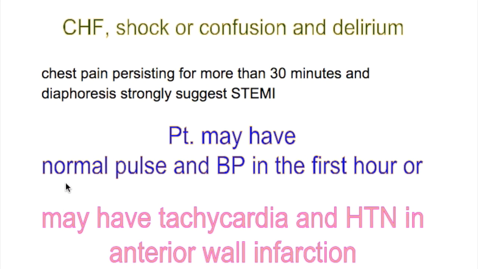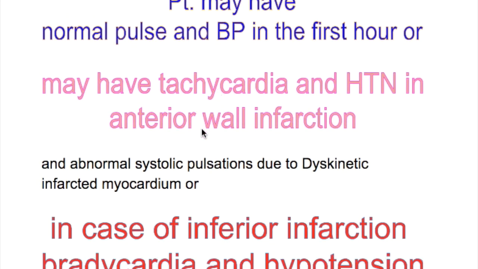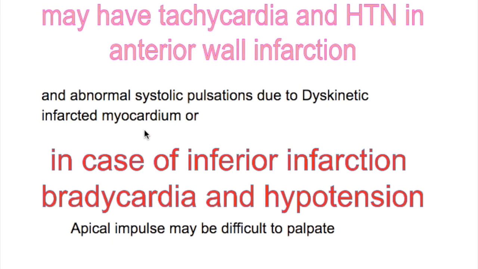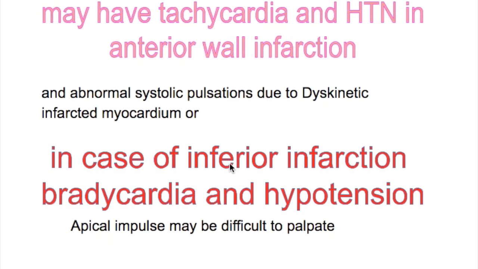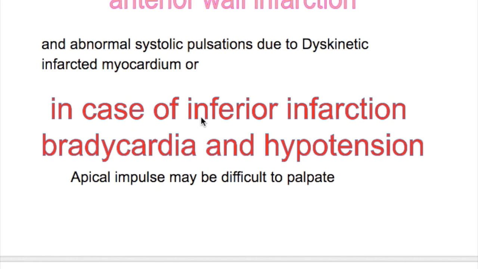Patient may have normal pulse and blood pressure in the first hour, and then features depend on which wall is affected. In case of anterior wall infarction, there are features of sympathetic nervous system activity, tachycardia and hypertension, and abnormal systolic pulsation due to dyskinetic infarcted myocardium. And in case of inferior infarction, there are features of parasympathetic nervous system activity, bradycardia, and hypotension.